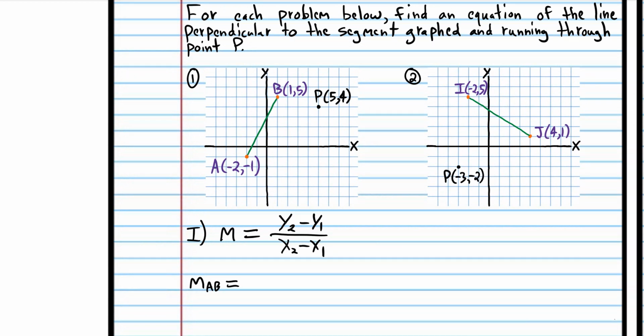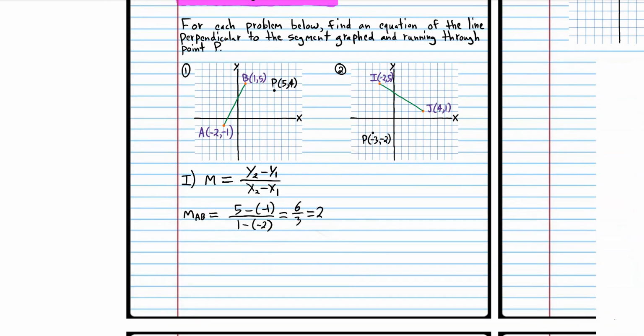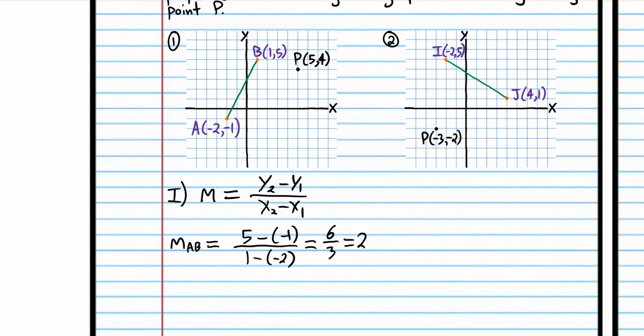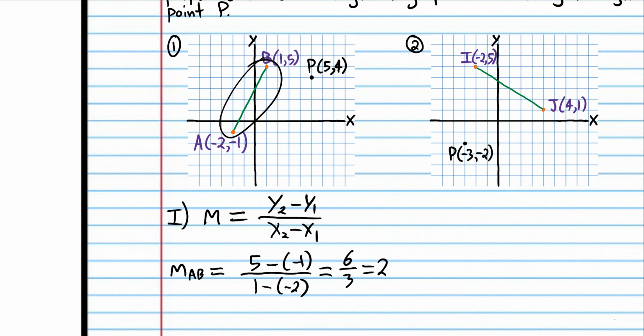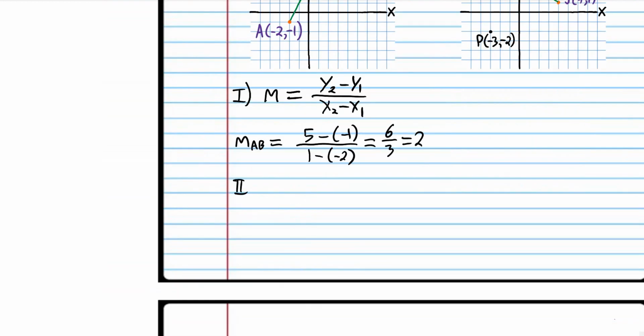So now we're going to find the slope of AB. Again, using B as the second point, we have 5 minus -1 over 1 minus -2, and then we get 6 over 3, which is 2. And we're going to use that slope, the slope of segment AB, to find the slope of the line that is perpendicular to AB. So that is step 2.